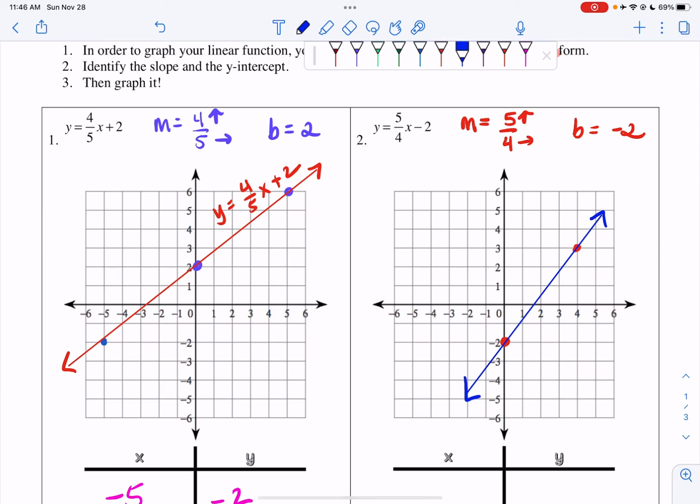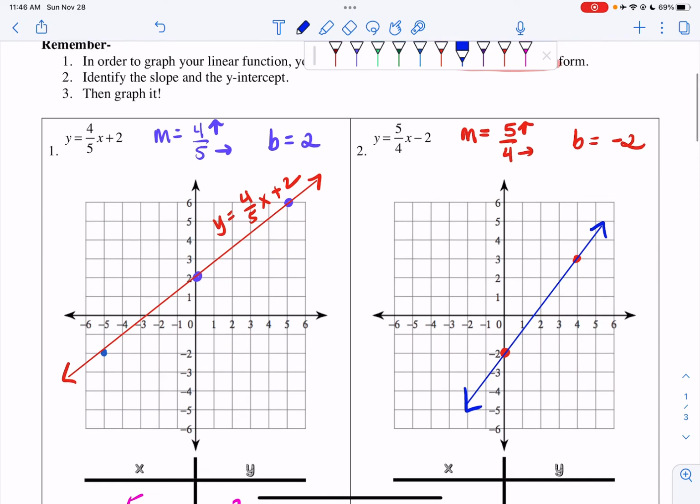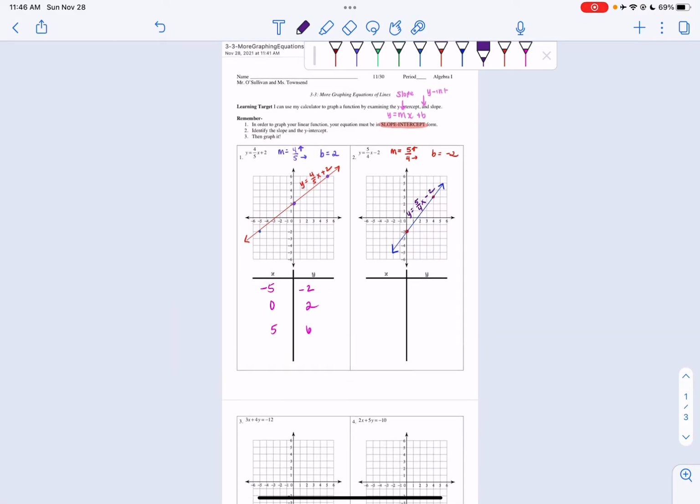Not sure what's going on here. And now I write the name of my graph. Y equals 5/4 x minus 2. And that's my answer. And again, if you want to check your answer, you just go to y equals and hit second graph.